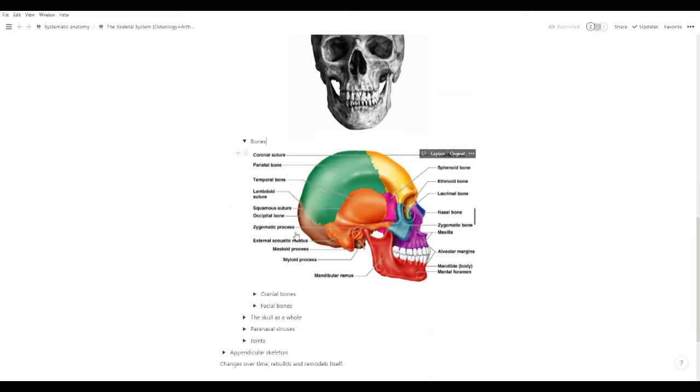The bones of the skull. The bones of the skull are actually divided into two parts: the cranial bones and the facial bones. The facial bones are the bones near the face, so that's why they're called the facial bones. And the cranial bones are the bones that protect the skull, basically.